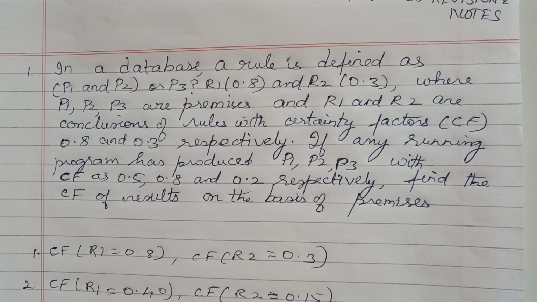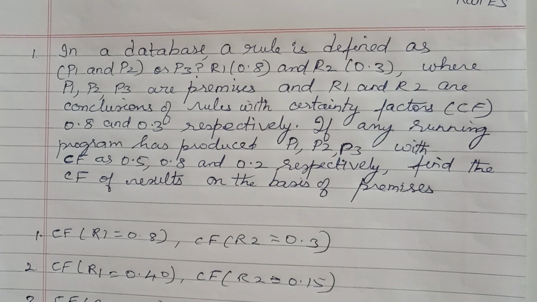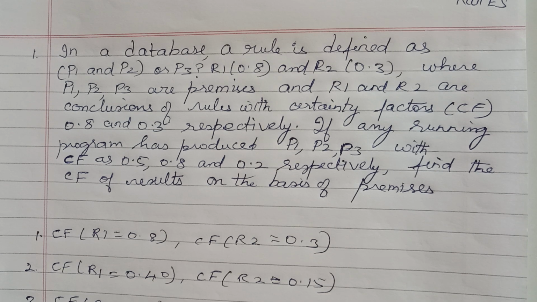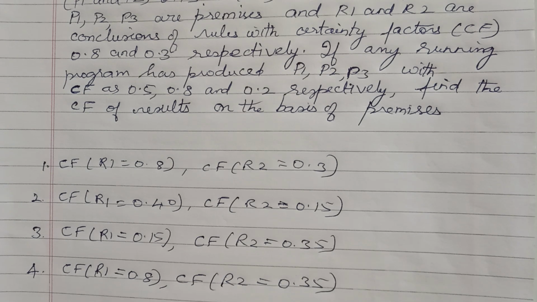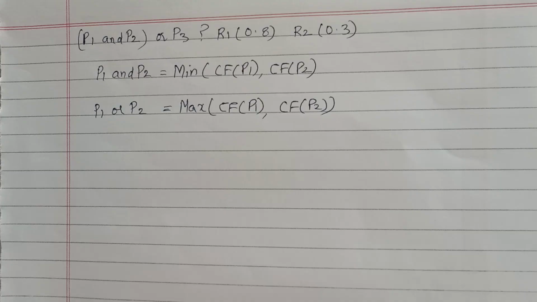If any running program has produced P1, P2, P3 with certainty factors 0.5, 0.8 and 0.2 respectively, find the CF of the results on the basis of the premises. CF means certainty factor. They have given a set of four options. See how to solve this problem.